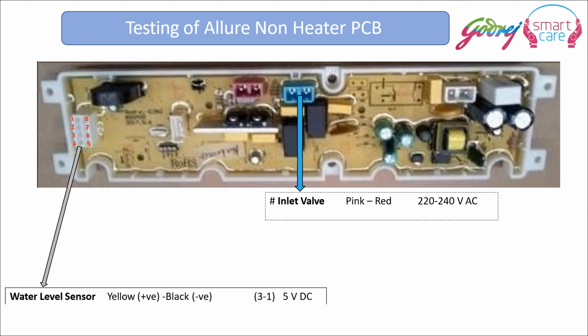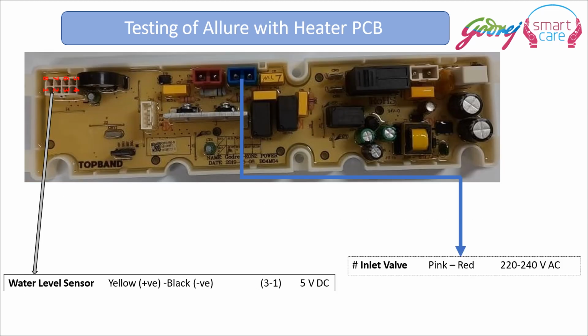Water level sensor, yellow and black wire. Yellow is positive, black is negative. At terminals 3 and 1, we get 5 volt DC. This is for testing an LR non-heater PCB. In case of the inlet valve, we have a pink and red wire which have 220 to 240 volt AC.